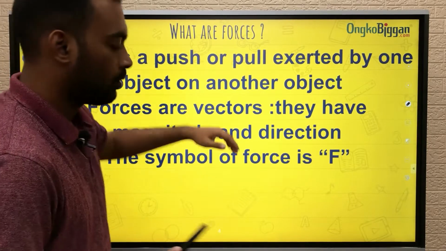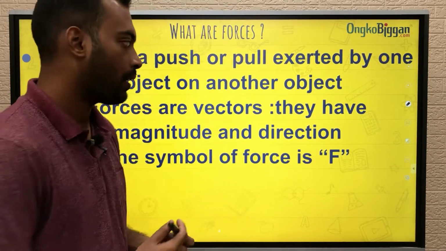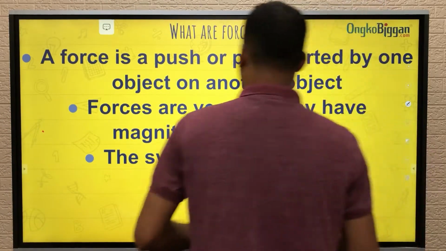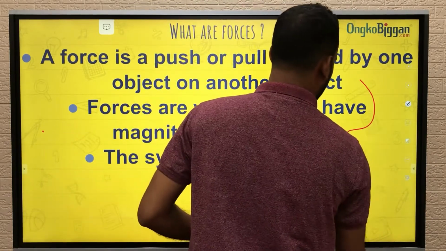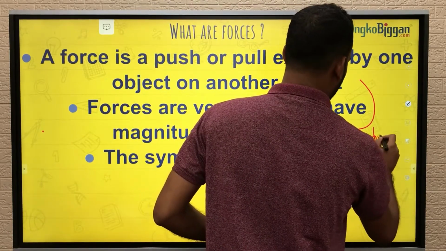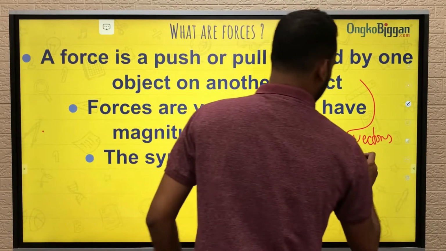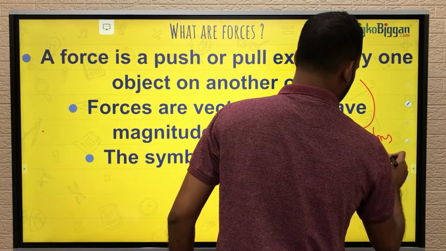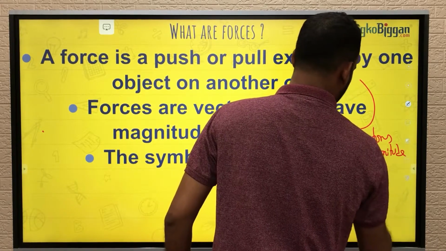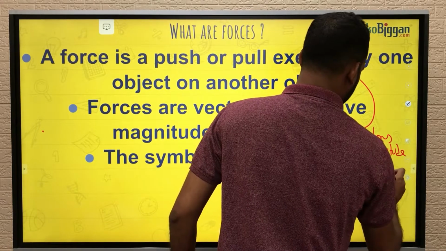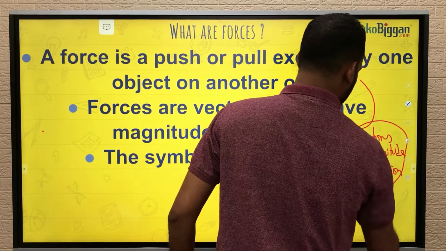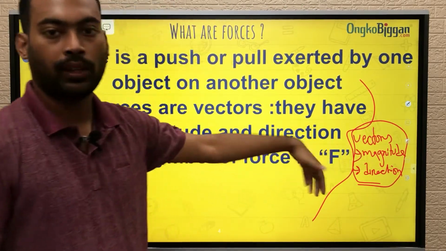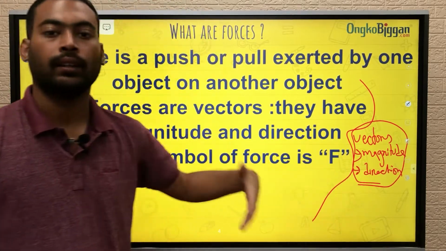So, forces are vectors. Forces are defined as vectors. Why vectors? What is a vector? First of all, we learned in the previous chapter, vectors have units, which have magnitude and direction. Okay, so now if I'm saying that force is a vector, what does it mean? The force has a magnitude and direction.